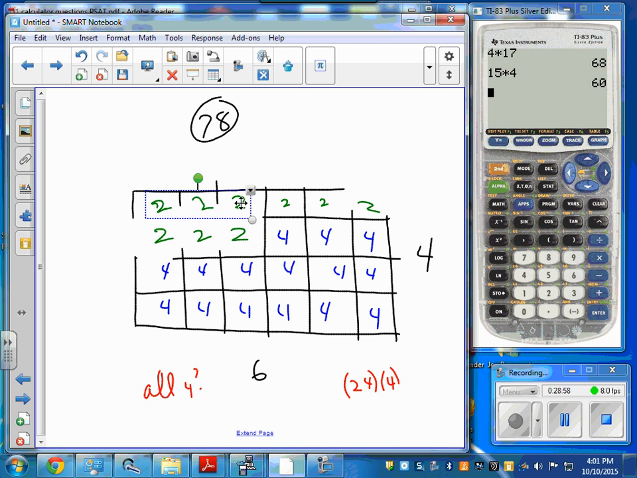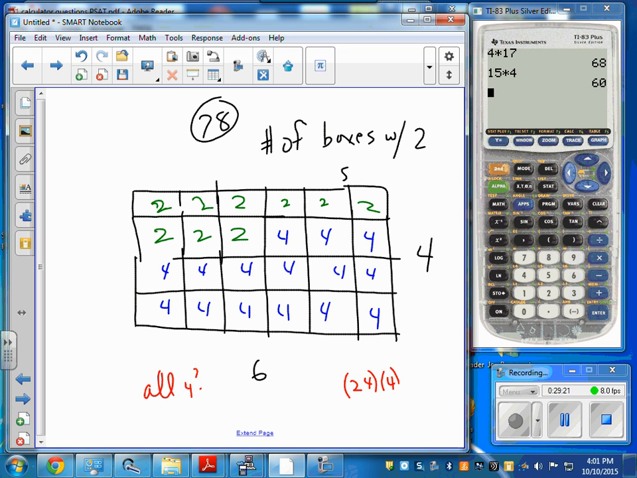Good. So that looks like we do have 9 boxes with 2 students in them, and the rest are going to have 4. So a little bit of trial and error there. It looks like the number of boxes with 2 students has to be equal to 9. Okay, 9.